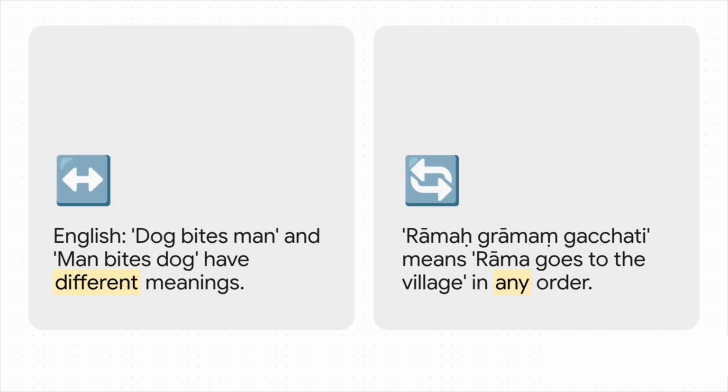Okay, so this slide just lays it all out, plain and simple. Over on the left, in English, dog bites man is just another Tuesday. But swap two words around to get man bites dog, and it's a whole different story. It's a headline. The meaning is completely different. But now look at the right. You can shuffle these Sanskrit words around in pretty much any order you want, and the meaning stays exactly the same. Rama goes to the village. I mean, that should be impossible, right? Unless the code isn't where we think it is.